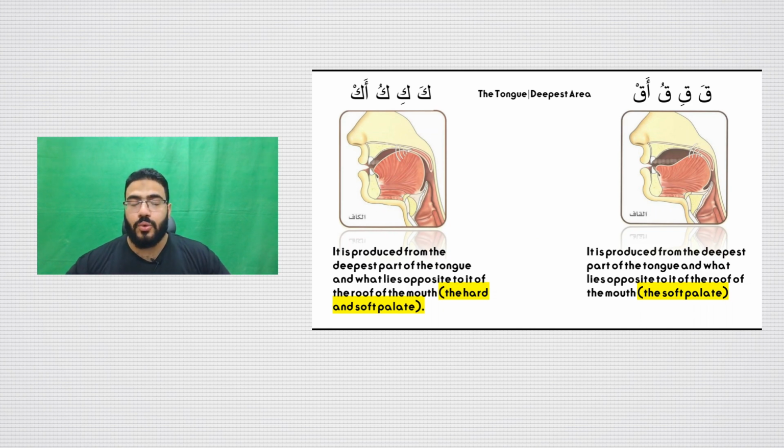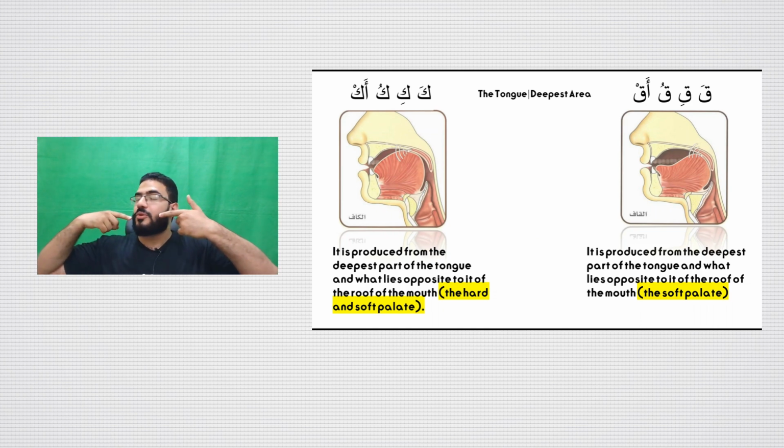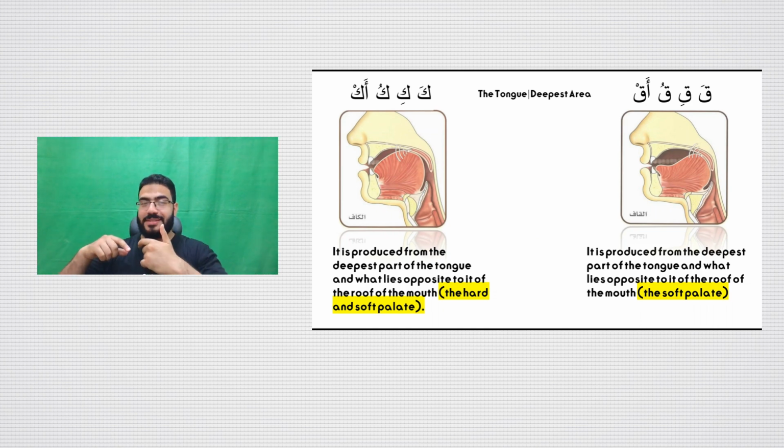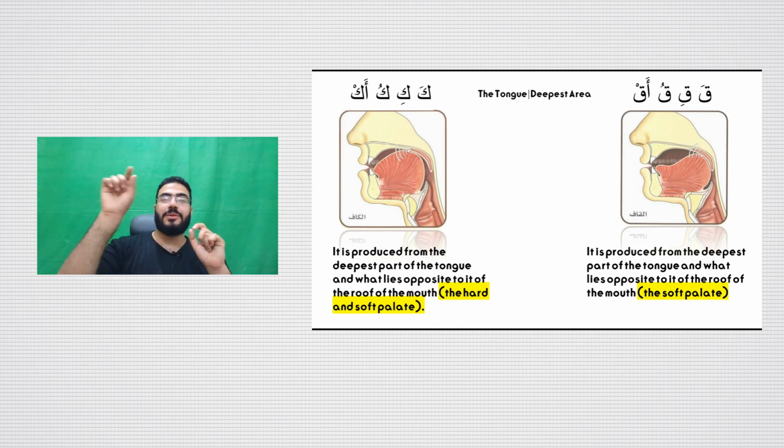Qa, qi, qu, aqo. Repeat. Qa, qi, qu, aqo. Bravo. Kaf, a little bit forward toward the lips. So, kaf from where exactly? From the deepest part of the tongue. And what lies opposite to it, of the roof of your mouth, but with the hard and the soft blade.